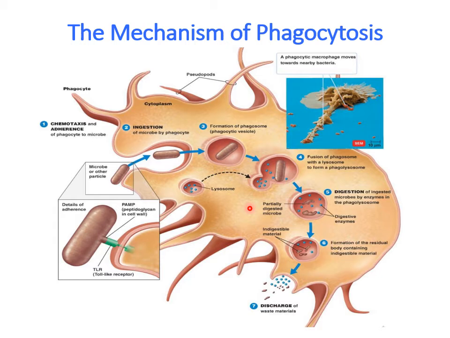After enzymes have digested the contents of the phagolysosome, the indigestible material is called the residual body. This residual body is then excreted from the cell.